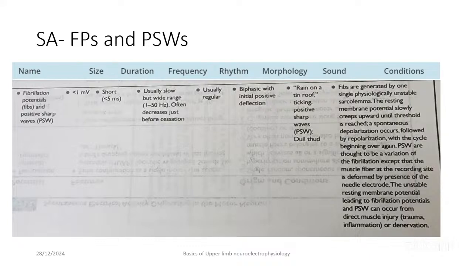Biphasic with initial positive deflection. Positive means going down. Rain on a rooftop. So ticking, positive sharp waves, dull thud.